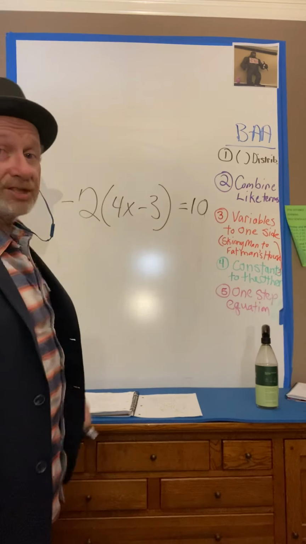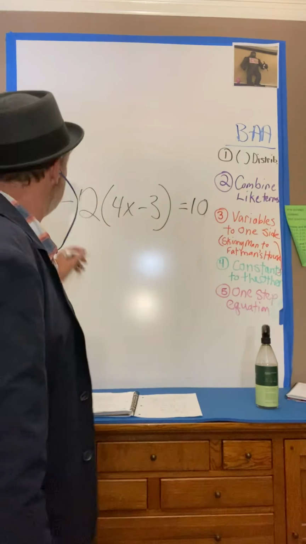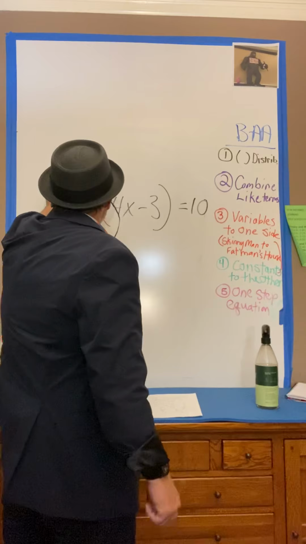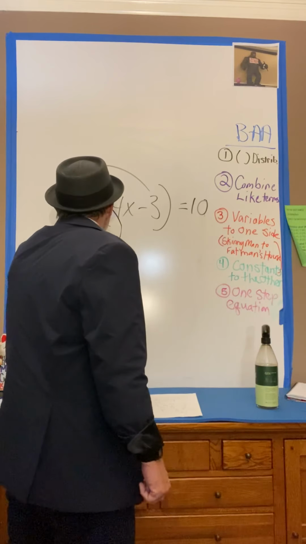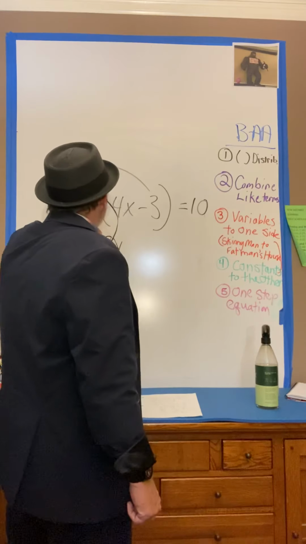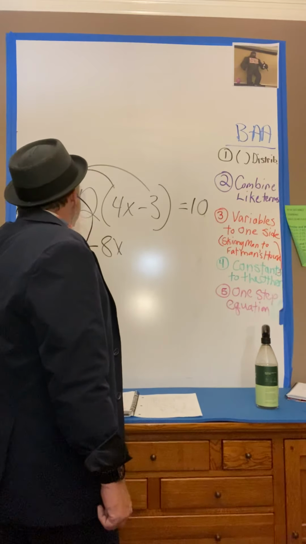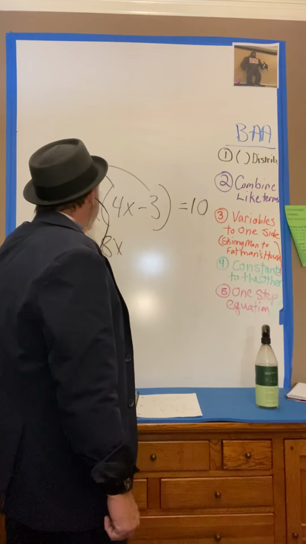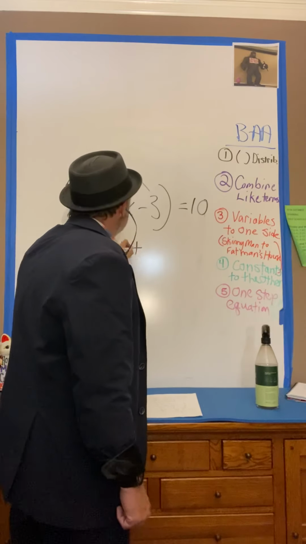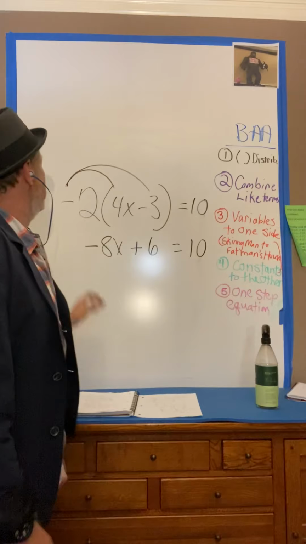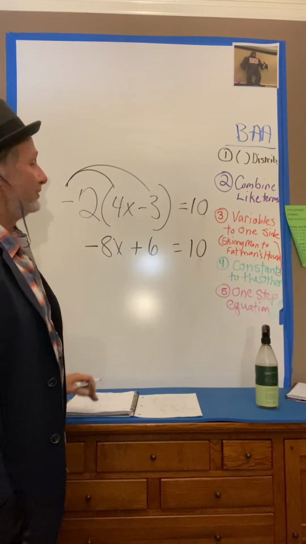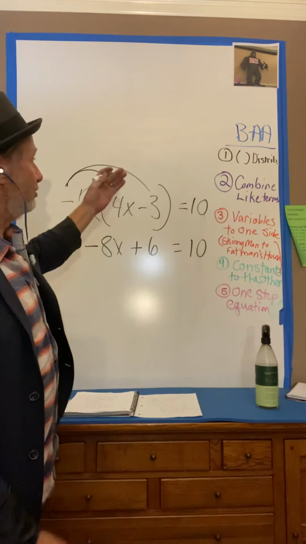So do we have parentheses? Oh, yes, we do. So we have to distribute. So I'm going to multiply negative 2 here and negative 2 here. Negative 2 times 4x is negative 8x. Negative times a positive is a negative. Negative 2 times negative 3, well, negative times a negative is a positive, so that gives me plus 6 equals 10. Once again, distribute.